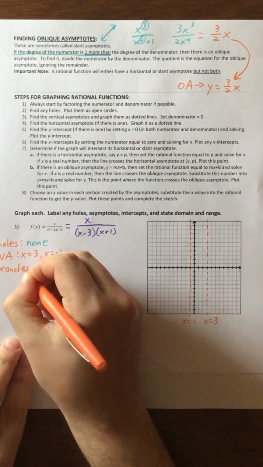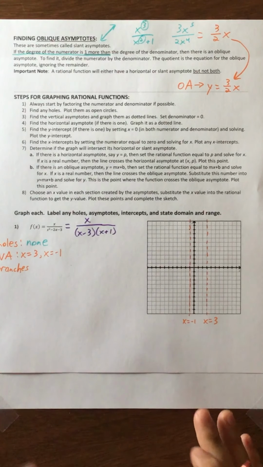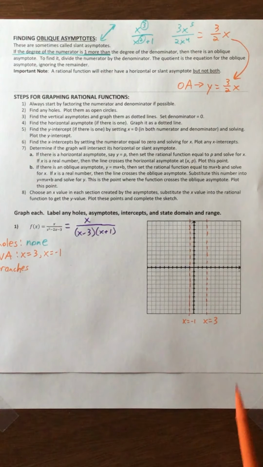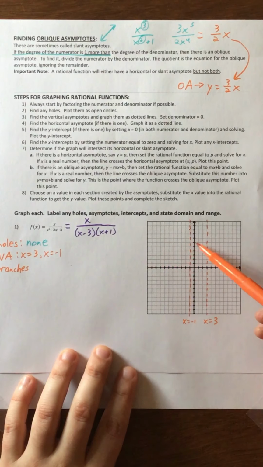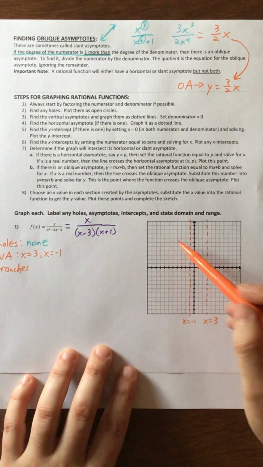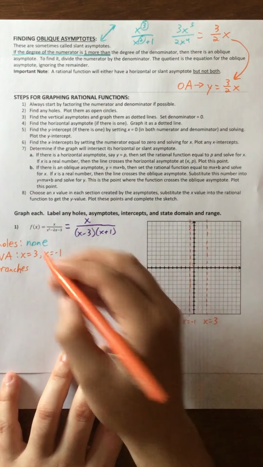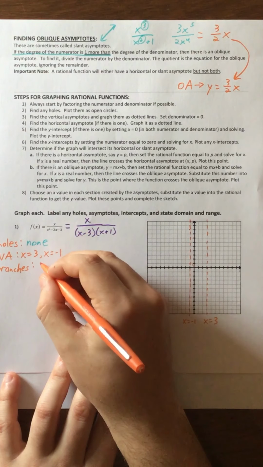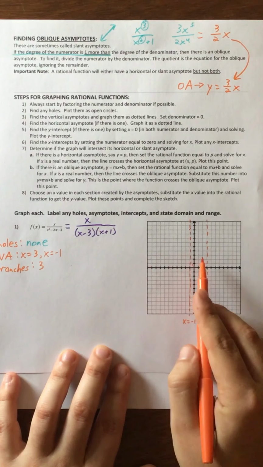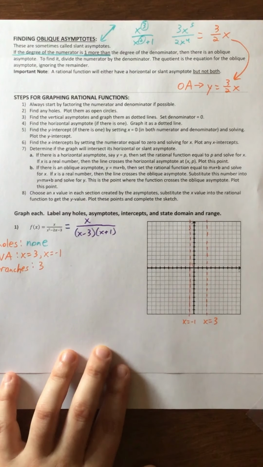Remember from page 1, the number of branches you're going to have is 1 more than the number of asymptotes. Think about these asymptotes cutting your graph into sections. There needs to be a branch in each of the sections. So there are going to be 3 branches here: 1 in this left section, the middle, and then the right.